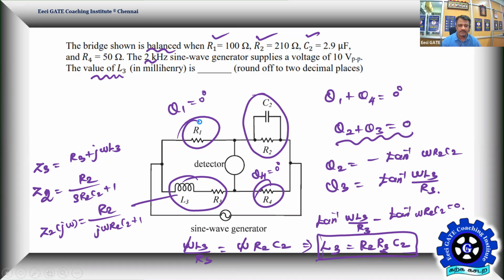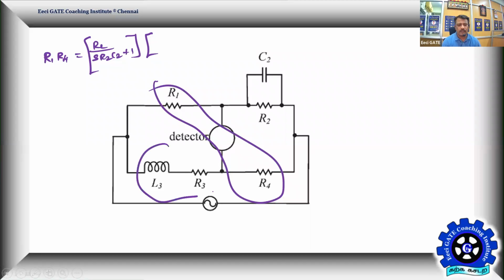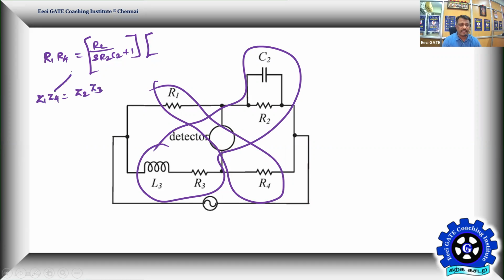So what is a complete balance? We can write R1 R4 on one side, and on the other side R2 divided by jωR2C2 plus 1, that's impedance Z2, and Z3. These two are opposite and their product, and these two are opposite and this product, must be equal. That's a complete balance. So that goes like Z1 Z4 should be equal to Z2 into Z3. I'm expanding it. So Z3 is R3 plus S into L3.